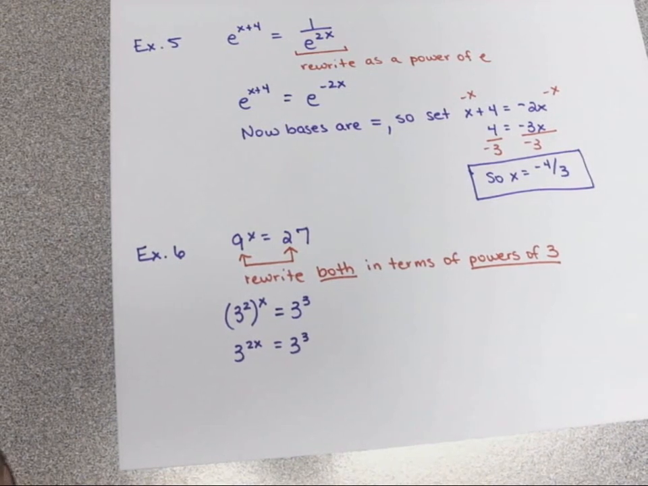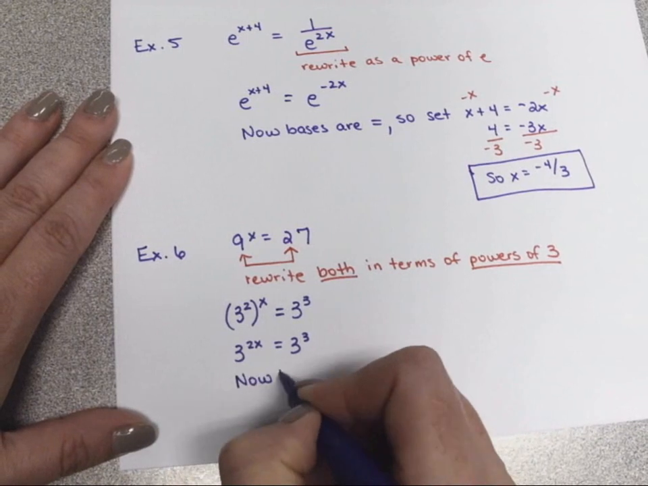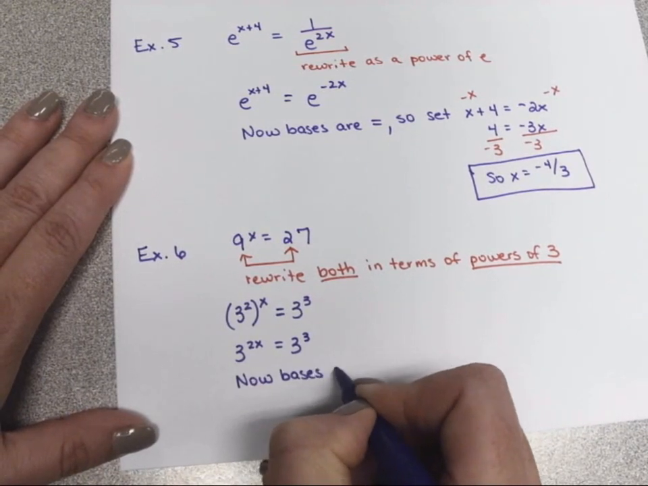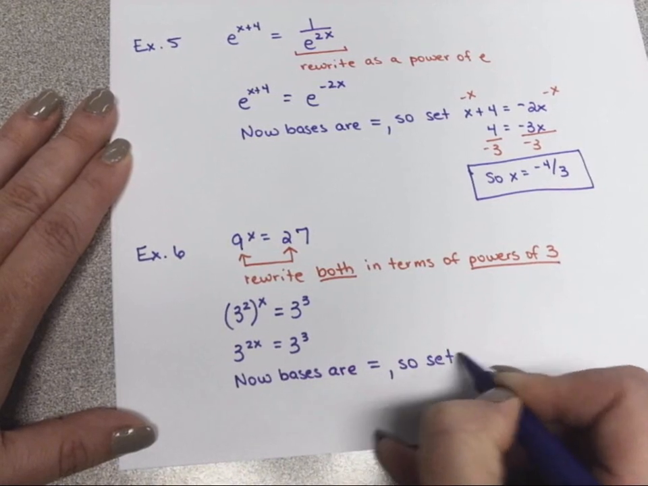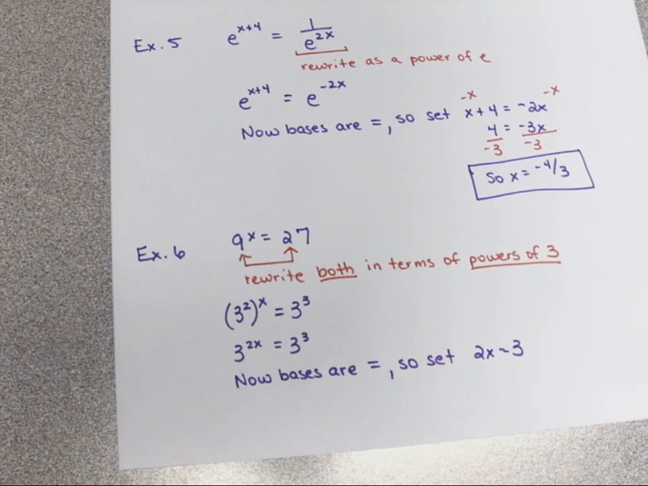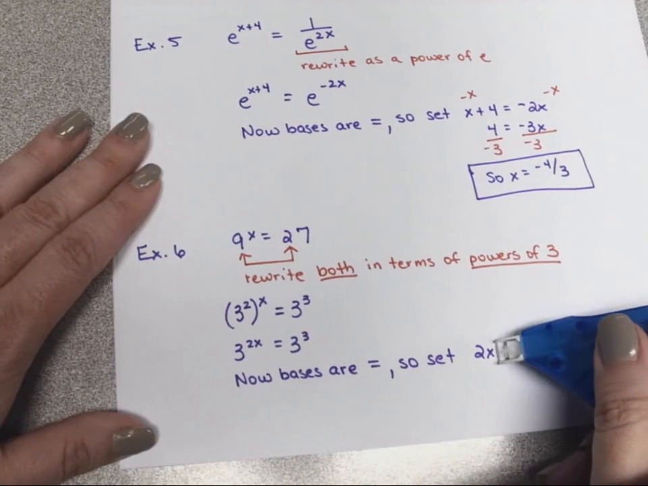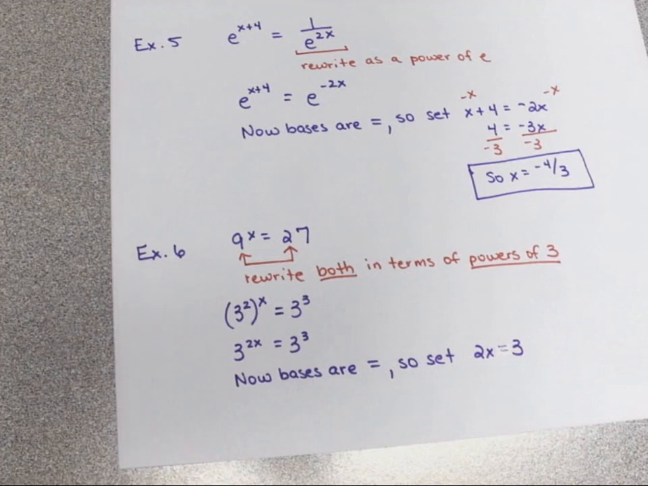How come? Now the bases are equal. So now that the bases are equal, we can set what? 2x equal to 3. Yeah, set 2x equal to 3. So when the base is equal, we basically just solve for the exponents. Yep, because when the bases are equal, the exponents are too.